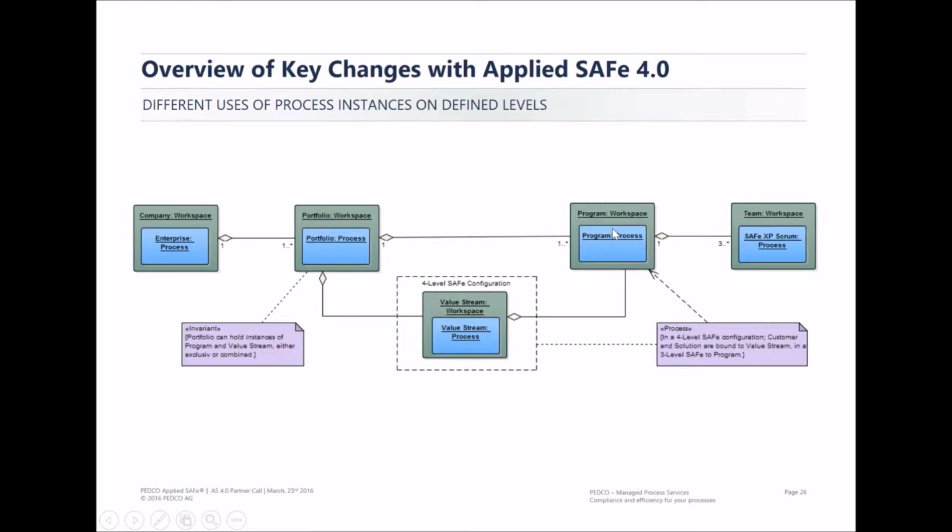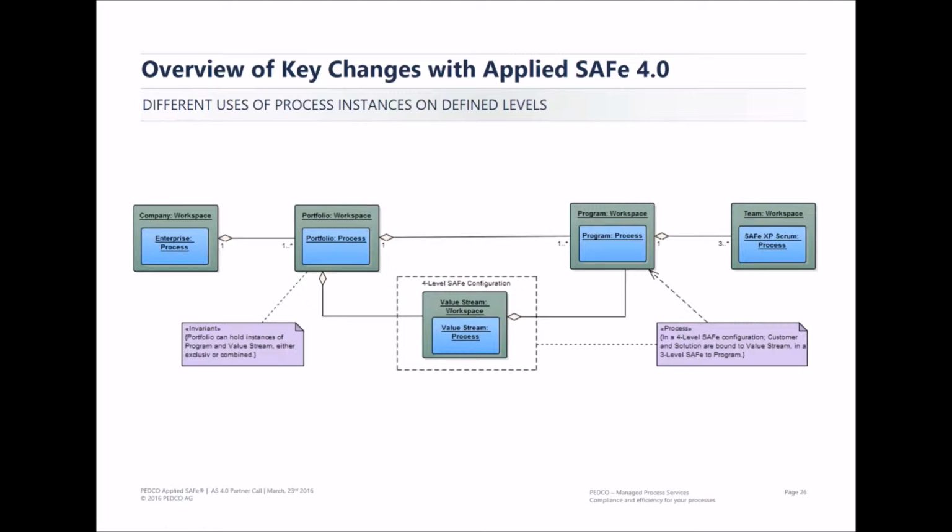A portfolio can either have some value streams included directly or some programs directly in one portfolio. And of course, it's also possible that we have a portfolio with value streams including several programs and some programs directly in the portfolio. And then, of course, we have all those instantiated team workspaces within one program.